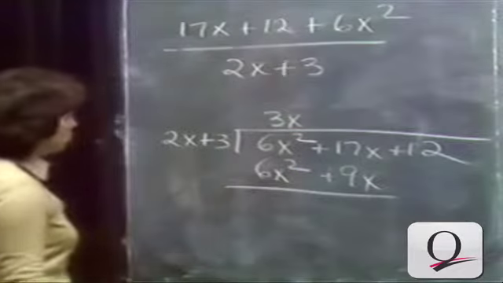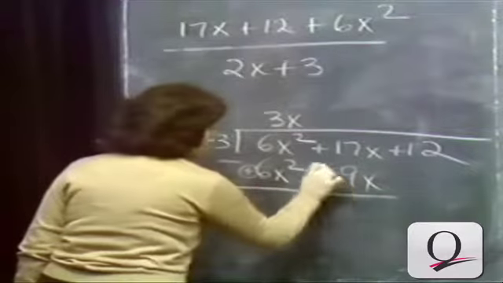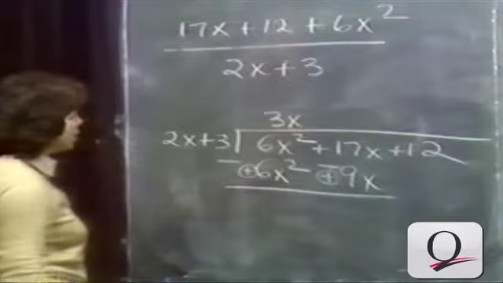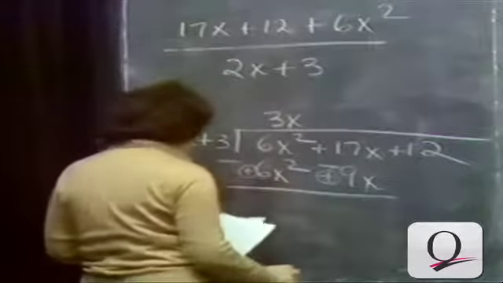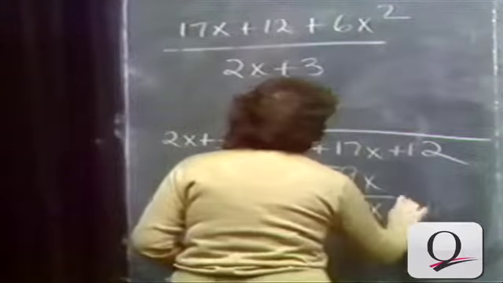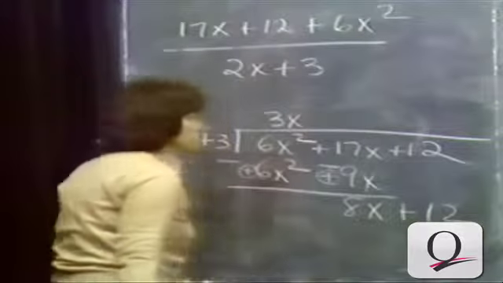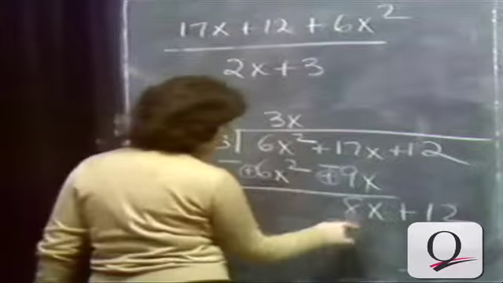Okay, then you subtract. To subtract, we change the signs and we add. 6x squared minus 6x squared, that's 0. 17x and a minus 9x gives me the 8x. And we bring down the next term, the plus 12.